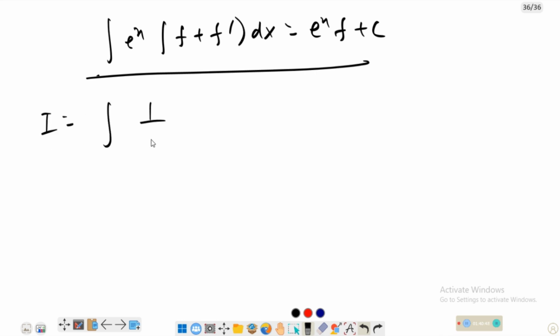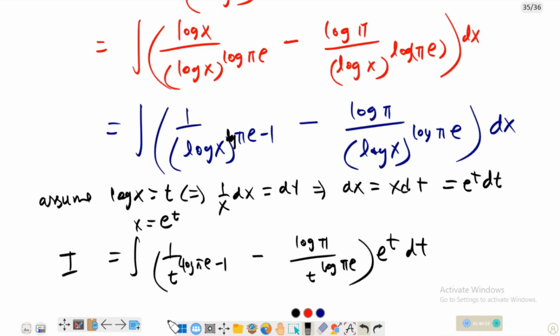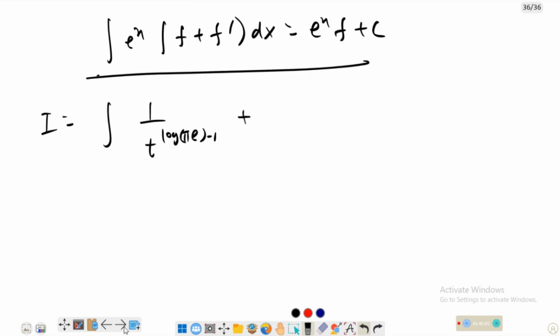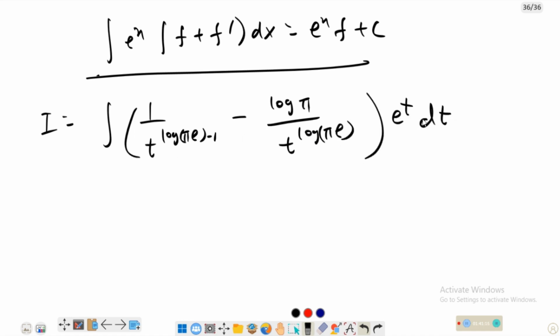Okay, so what is our I? This is 1 upon t to the power log pi e minus 1, plus, okay, plus or minus. Okay, I need to see minus. This is minus log pi upon t to the power log pi e, e to the power t dt. Okay, if we assume this is our f, so we need to verify this is f dash.